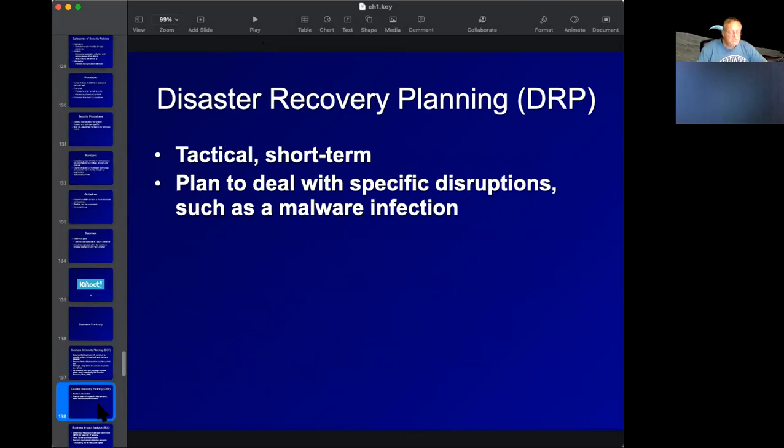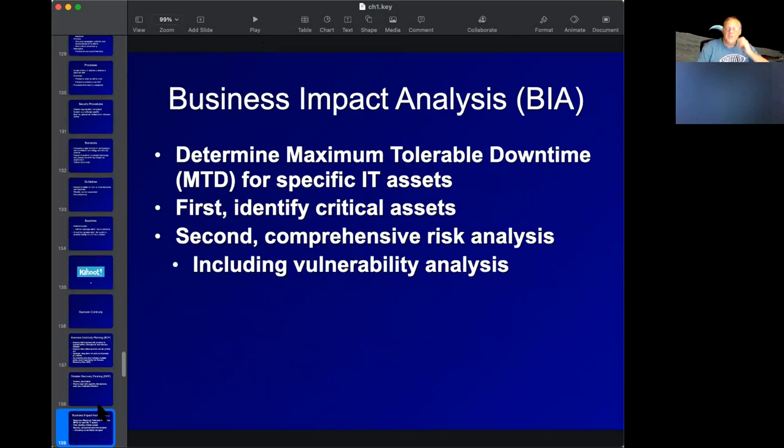The disaster recovery plan will be how to deal with a specific issue, like a malware infection that takes down all your servers, or a fire, or something like that. So you do this by performing a business impact analysis, and that determines the maximum tolerable downtime for all the parts of your business. Because when you're going to try to recover after a major outage, you don't bring everything back all at once. You take the most critical assets and restore them first, and the things that you can do without for a while, you let them wait until later. And then you do a risk analysis, including vulnerability analysis.